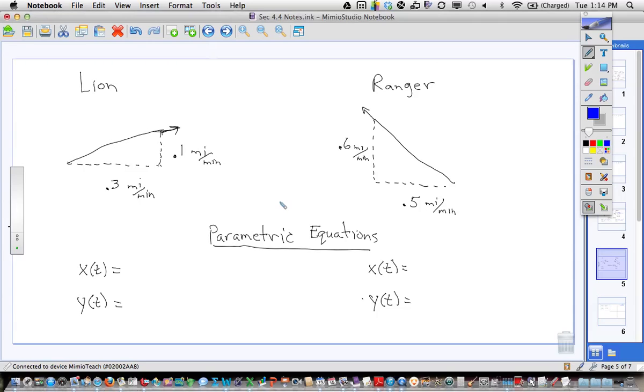Now, what happened with the Lion and the Ranger, to refresh your memory for those of you that actually worked on it, we had this picture of this park, and the x-axis represented east of the ranger station, and the y-axis represented north of the ranger station. So the ranger station was at the origin, all right? And it went 120 some miles to the north, and it went like 80 miles, or excuse me, to the east, and it went like 80 miles to the north.